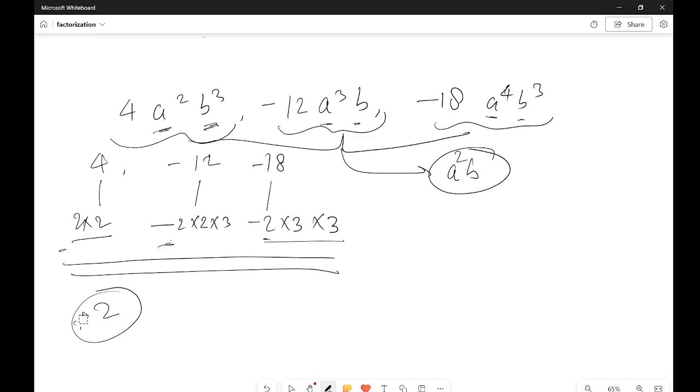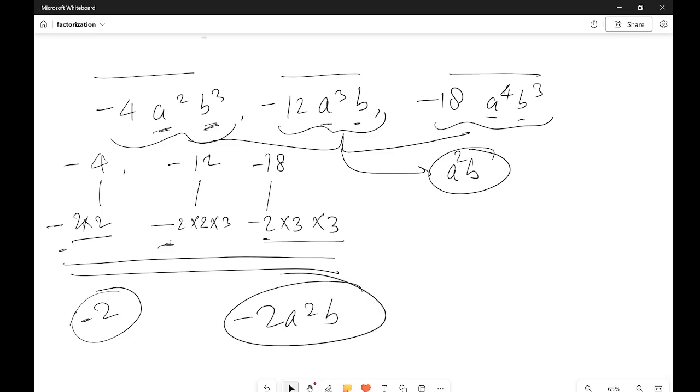But what if this is minus 4, right? So here it will come as a minus sign. Now it's 2 again, but with the minus sign. So the HCF for these three expressions will be minus 2a square b. Okay, let's take a few more examples and learn more complex expressions.